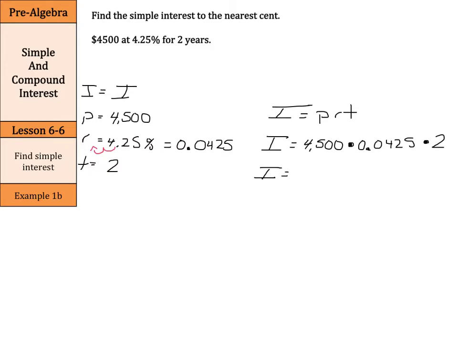And once I multiply those together, I get 382 decimal point 5, so 5/10. But to keep this answer in money, since that's what we're dealing with, this is $382.50.